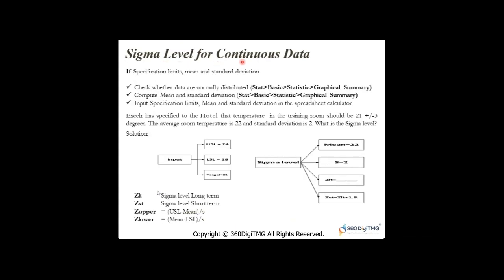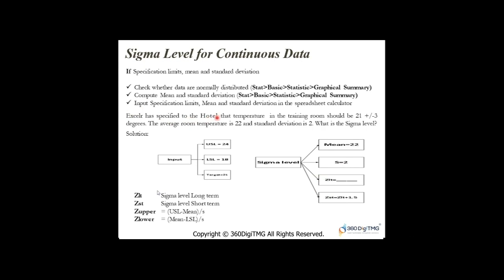First thing is sigma level for continuous data. If we know the specification limits, the mean and the standard deviation, we need to first check whether data are normally distributed or not. We need to compute the mean and standard deviation. We need to input these values in our spreadsheet calculator. I'll show you the spreadsheet calculator in a while. Based on which you will calculate ZLT and ZST. Let us understand the case study.